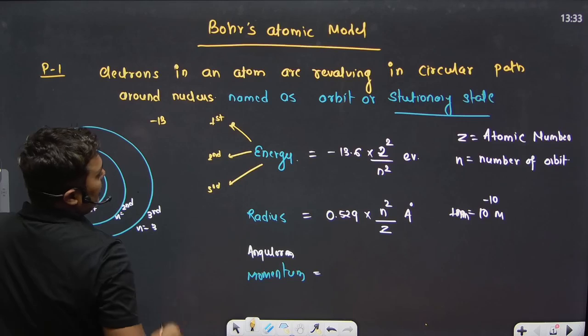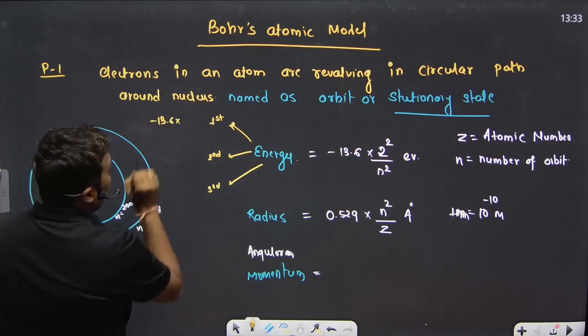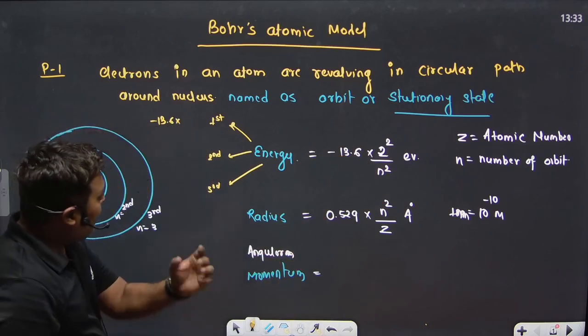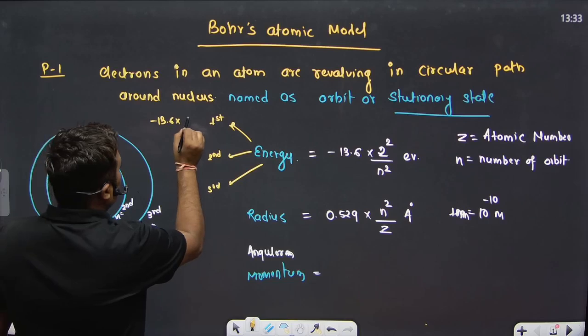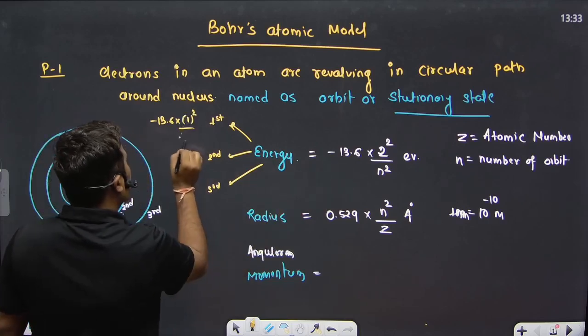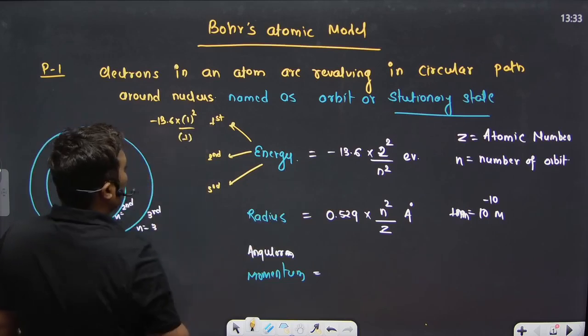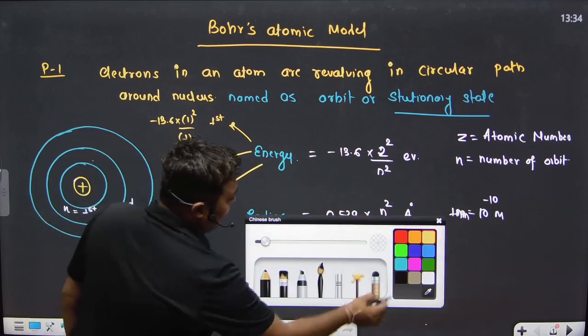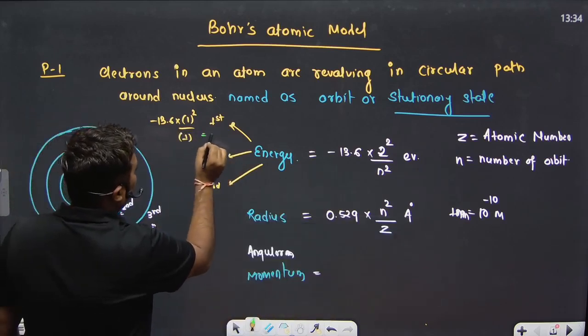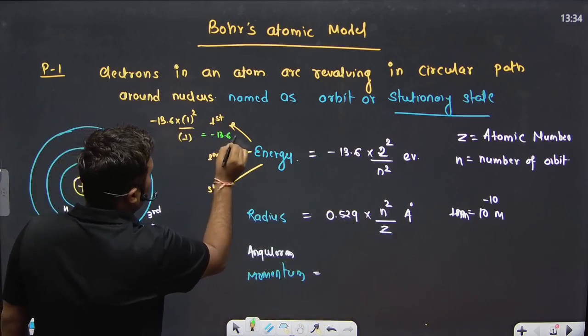For the first shell, we are going to have 13.6. How much is Z? For hydrogen, the atomic number is 1, so the value of Z will be 1 square. Since we are talking about the first energy level, the value of n will be 1. How much will be the energy? The energy is going to be minus 13.6 electron volt.